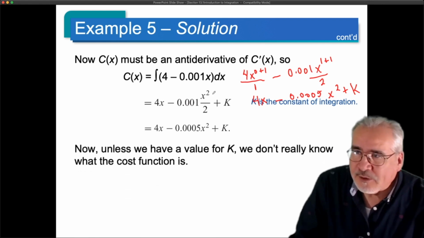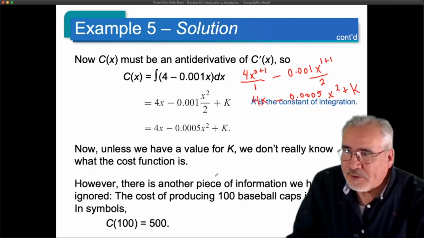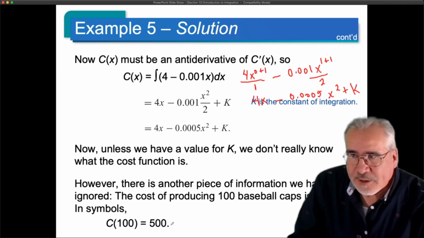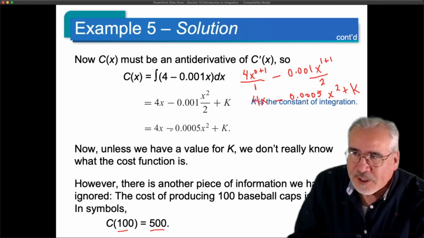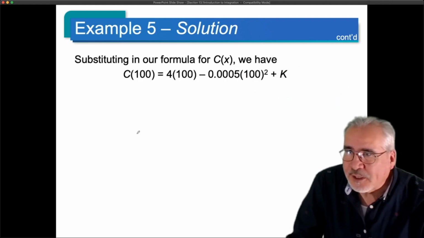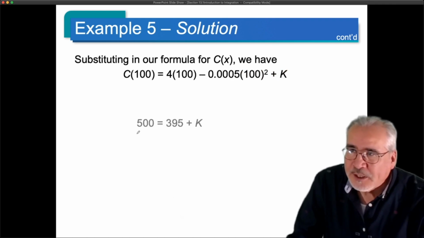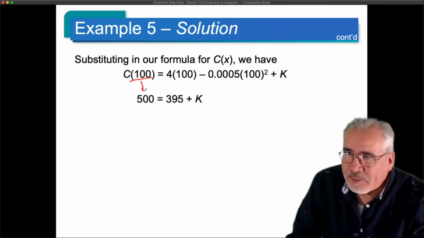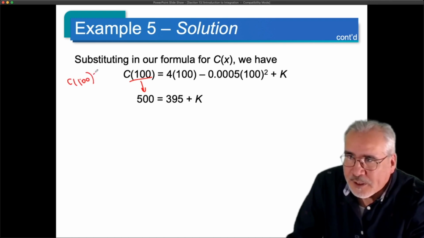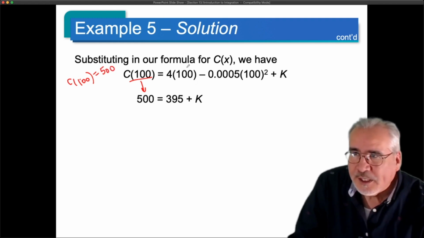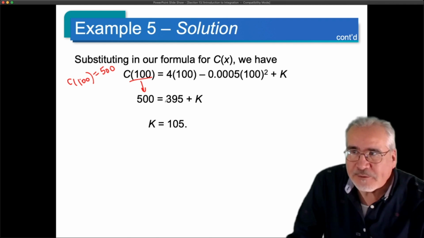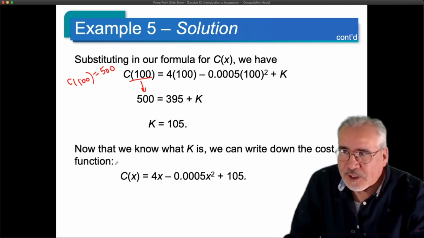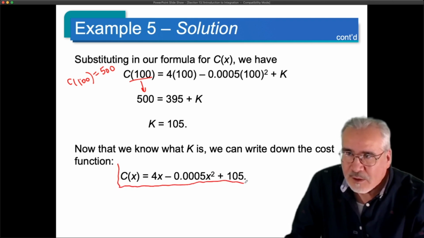But what we're going to do is take that piece of information that when we plug in 100 for x, the output is going to be 500. So we put 100 in for the x's, and it's going to equal 500. They do that for us here, plugging in the 100, and then C of 100 becomes 500, because we know that statement from the problem: C of 100 equals 500. It's a substitution. They do the math here and get 395. Subtract 395 from both sides, and you get that K equals 105. And so we get the full cost function right here, replacing K with 105.